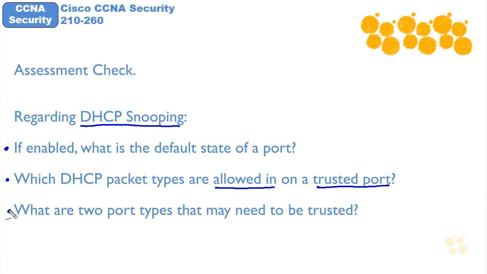And question number 3, what are 2 port types that may need to be trusted with DHCP snooping? The 2 answers that we covered in this nugget are access ports, which connect directly, for example, to a DHCP server. And if that DHCP server is not on the same local switch, but it's in the same VLAN, that may need to go across a trunk. So we may have a trunk that needs to be a DHCP trusted port as well.